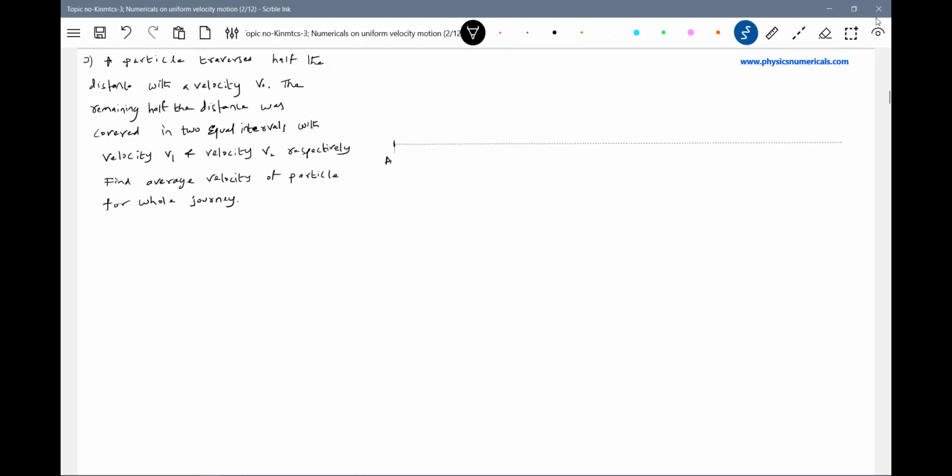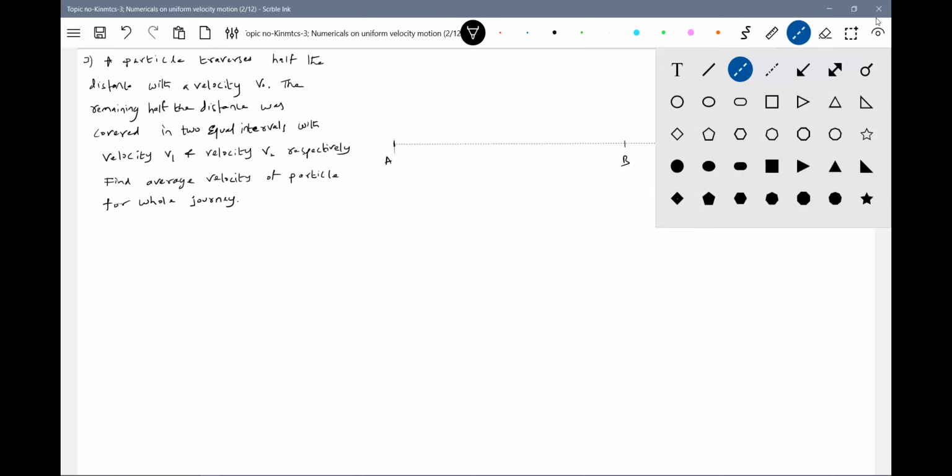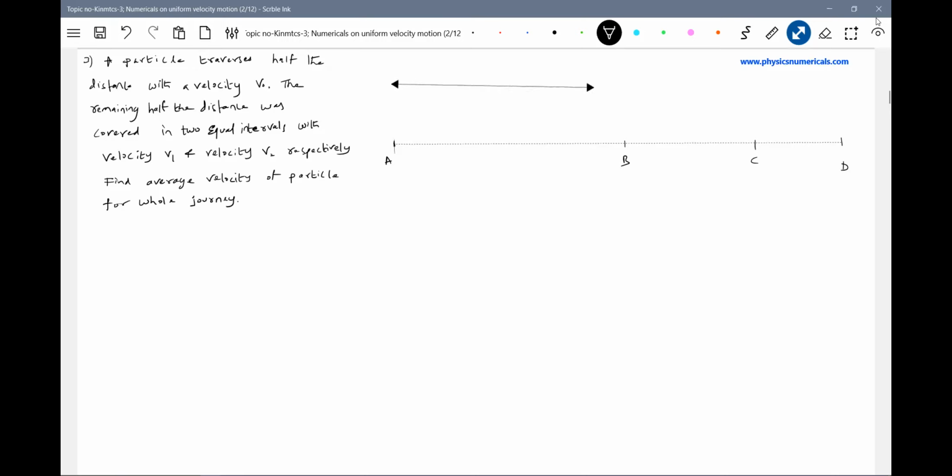Distance with a velocity v naught, exactly off, I'll make it. So this will be B, C and D. Okay, the total distance is how much? Let's assume this is L. Half the distance will be traversed with a speed L by 2. Also with a speed V naught, of the distance is L.